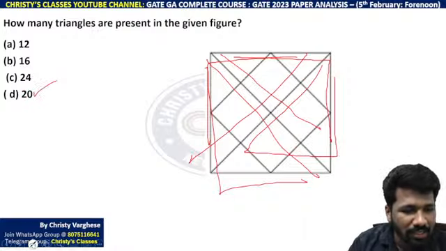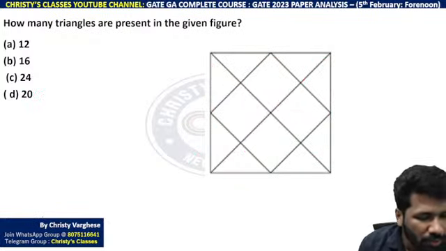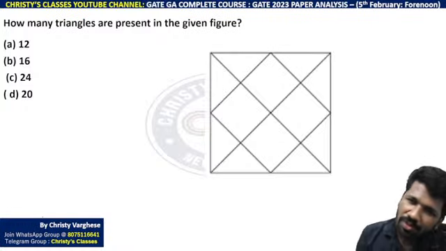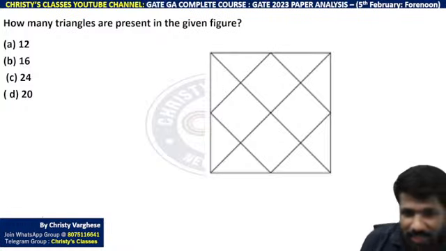Is that clear? How you got 24? Did you count any triangles 2 times? Otherwise, I don't think 24 is possible, if the picture is exactly like this.